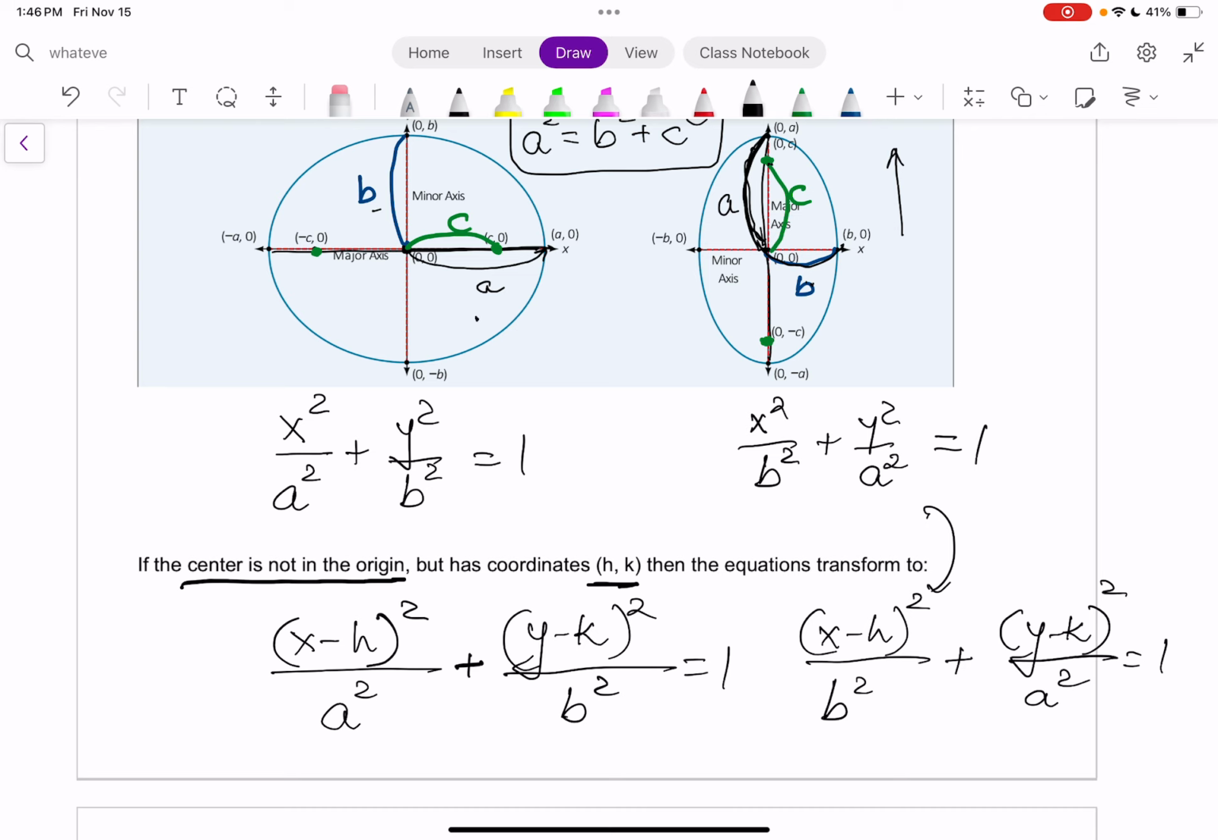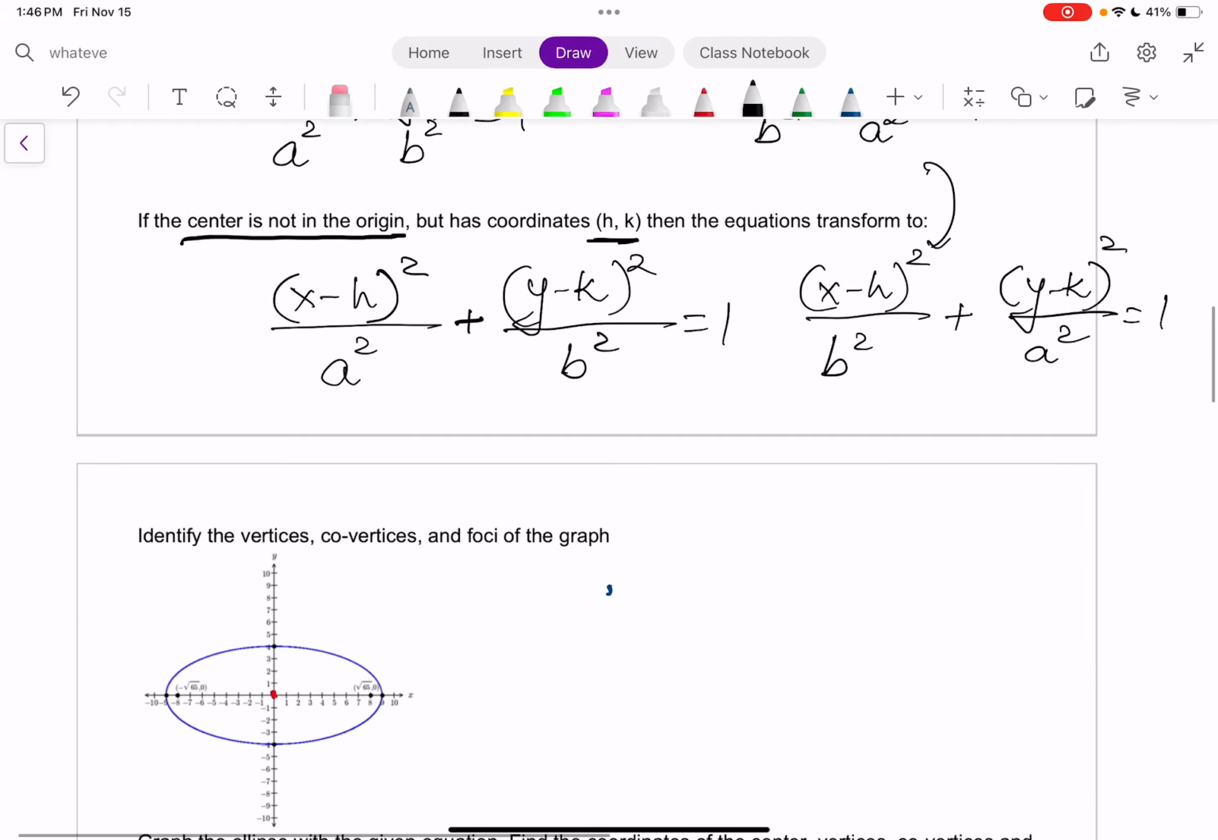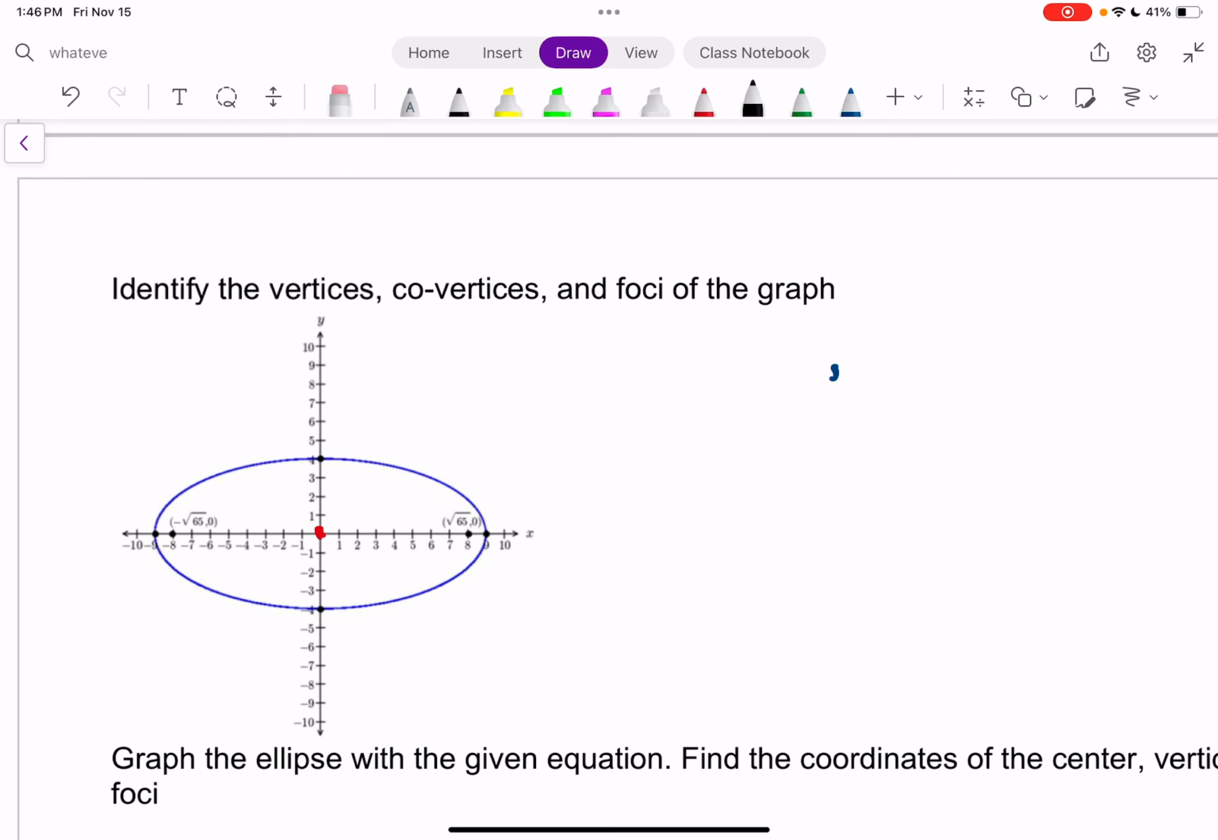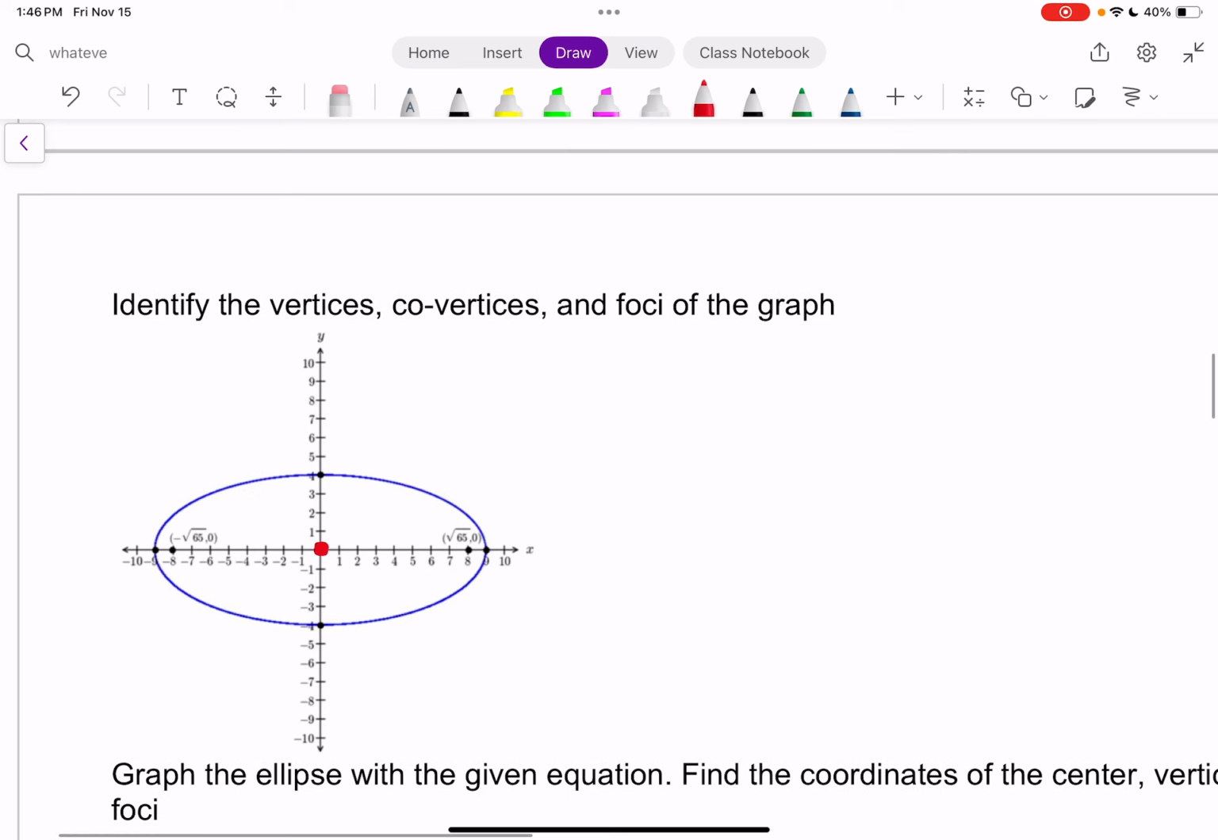Okay, all right, so let's get a little bit more familiar with the ellipse. So here's the picture of an ellipse. What we want to do first is identify the vertices, co-vertices, and the foci on the graph. So I'm going to add on as well the center. So the center, first of all, as that's where we'll start, as you see, is at 0, 0 in the origin.